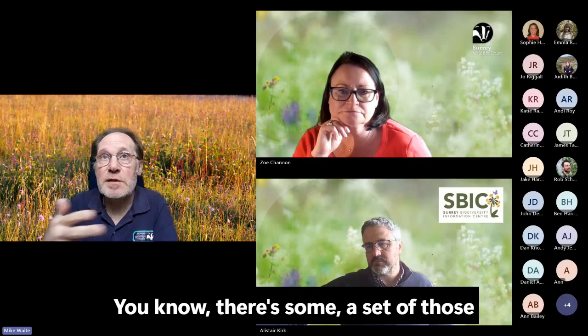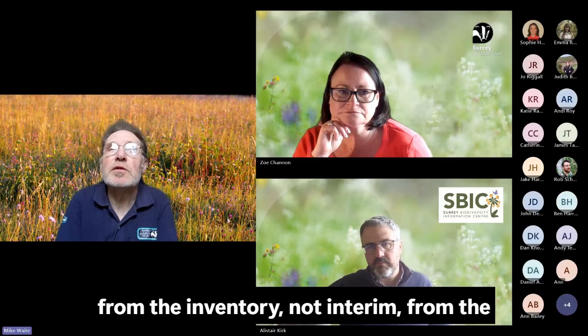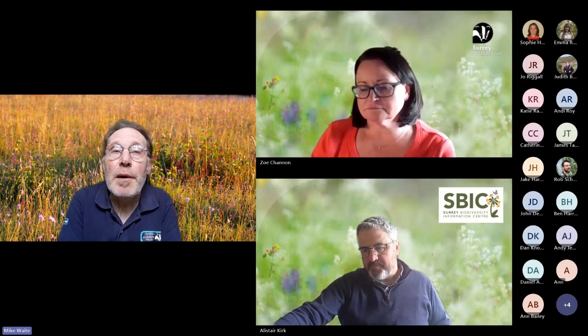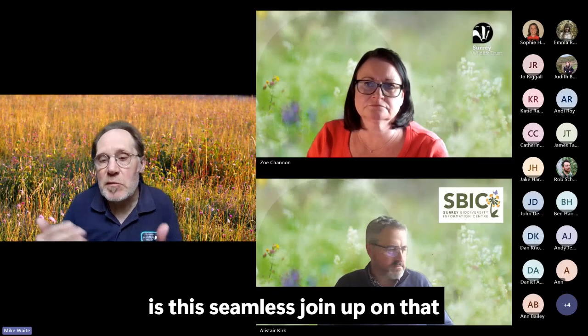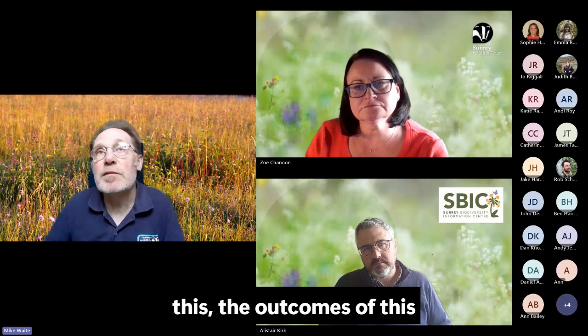There's a set of those that refer to the grassland habitats, and they would apply to the data set established from the inventory, not interim, from the inventory 1.0 grasslands. Yes, and there is this seamless join up with the outcomes of the grasslands inventory and the LNRS. For sure.